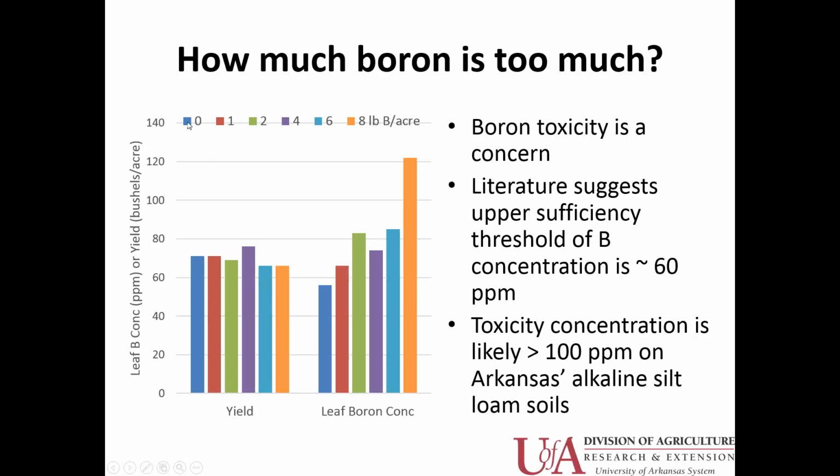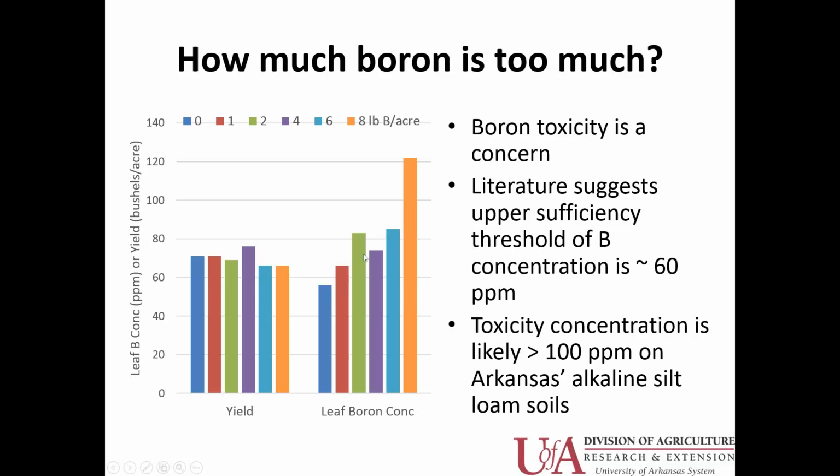The different color bars represent different pre-plant applied granular boron rates. Pretty good yields starting off, and we did see a tendency for yields to start to decline a little bit as the boron rate increased to 6 and 8 pounds per acre. But there were no symptoms of boron toxicity in this particular trial or a second site with a lower pH where we did this work.